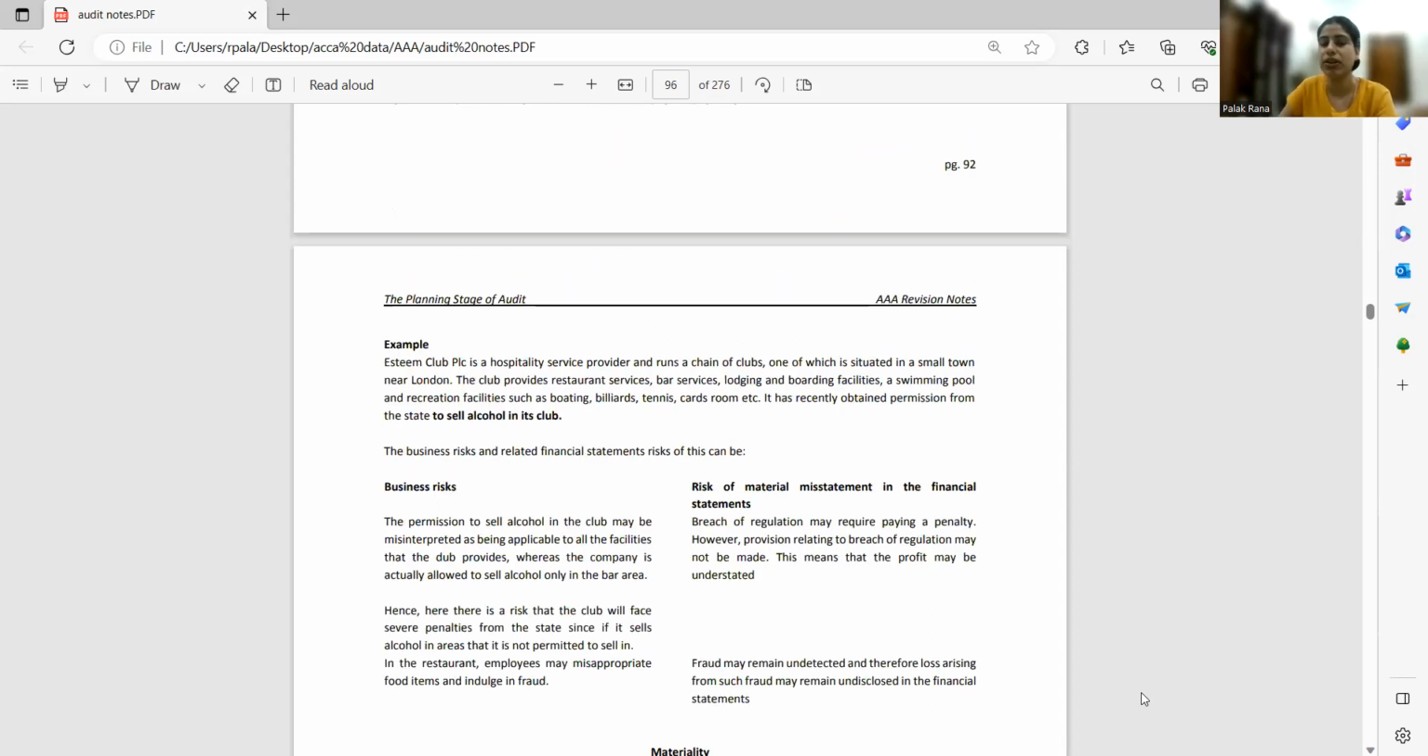Now let's take an example which was tested in previous attempts. This was the example of a hospitality chain, with a chain of clubs at various locations, and the clubs were providing various facilities like a bar facility and swimming pool facility. In that, they obtained a permission from the state to sell alcohol in its club. Now, how can business risk be tested in this scenario, and how can ROMM be tested in this scenario?